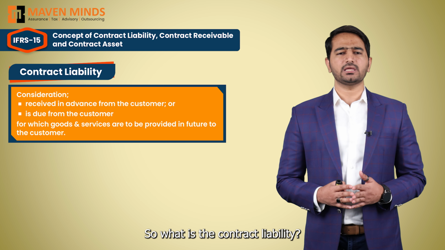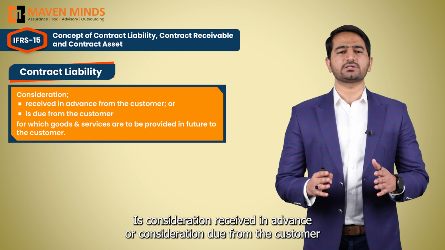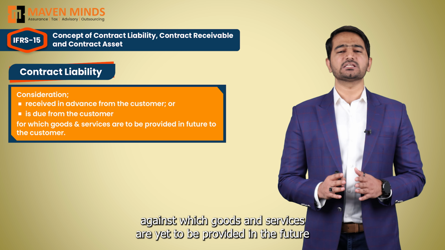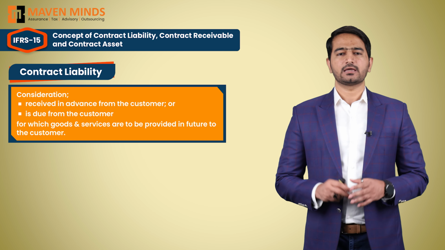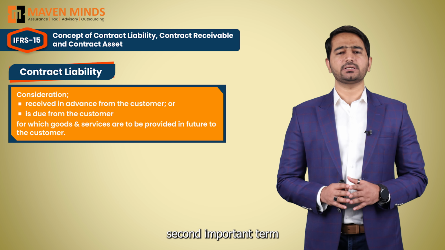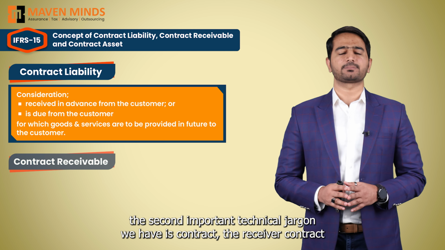So what is contract liability? Contract liability is consideration received in advance or consideration due from the customer against which goods and services are yet to be provided in the future. After that, the second important term or the second important technical jargon we have is contract receivable.